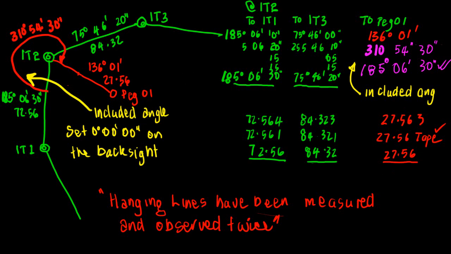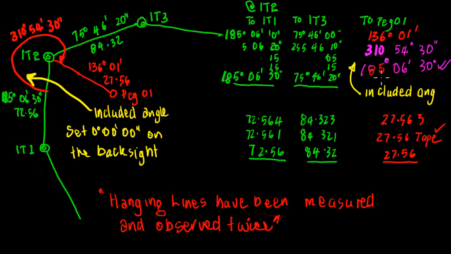So this leads us to this little statement here: hanging lines have been measured and observed twice. I usually like to include that in my survey report, and you will see that on some of the older imperial plans, proudly written there and certified by the surveyor that hanging lines have been measured and observed twice. So there you have it, the included angle check, essentially just setting 0 on the backsight and measuring around, and then doing a small calculation to make sure that everything's okay.